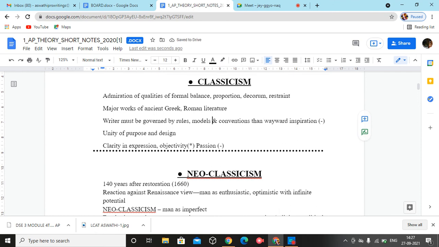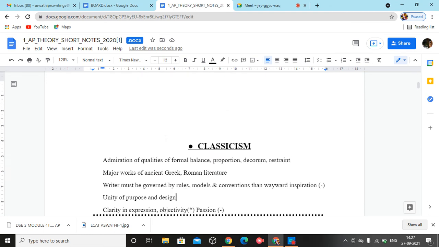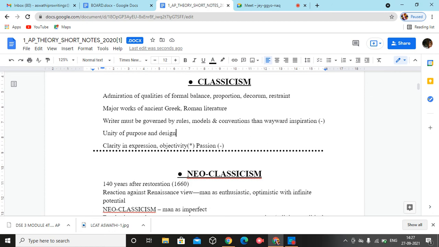That means you have some ideas in mind. You want to express that, whichever theme it may be. If those themes and expressions are going to affect the morality and thinking and perspectives of people, you don't care. In that way, they call it wayward inspiration and they do not want to promote that. They never wanted to promote it. The School of Classicism doesn't want to promote it. So unity of purpose and design should be there in any literary, creative, artistic work, and they wanted clarity in expression, objectivity over passion. So this is the definition that was given to you then also.